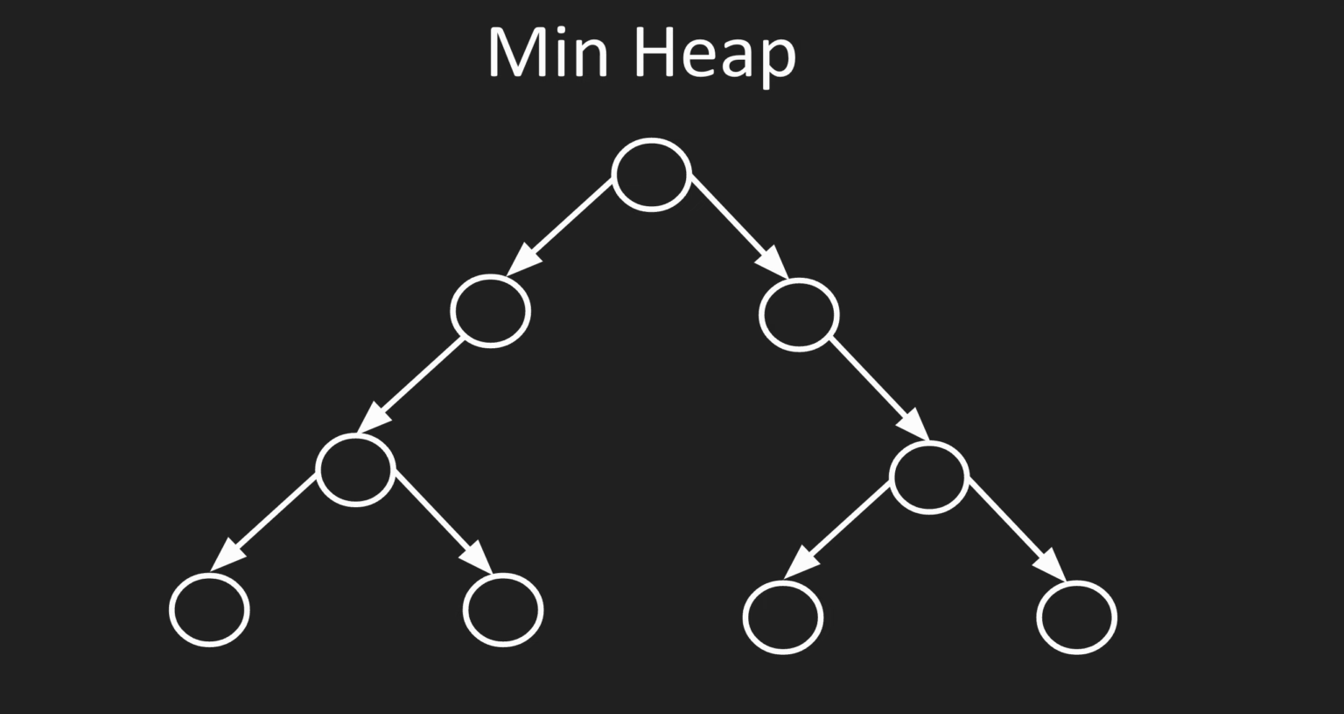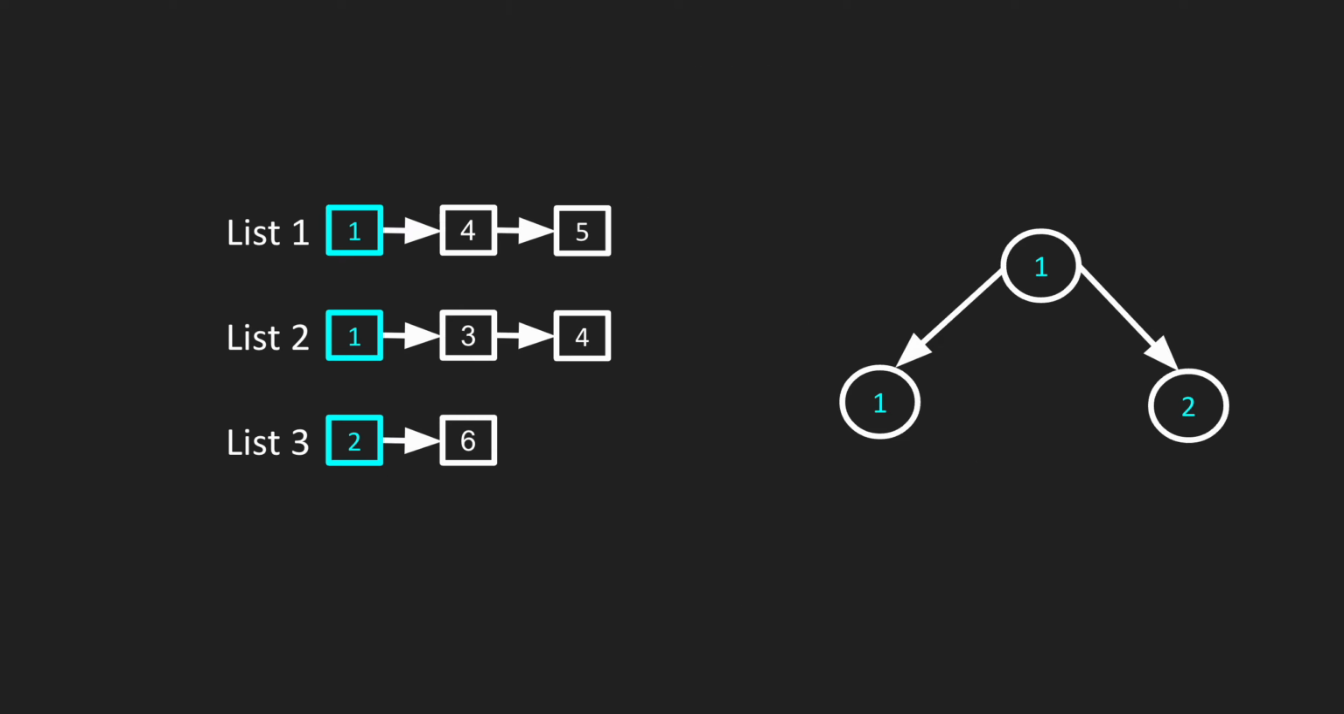We are going to solve this problem using a minimum heap. So let's remind ourselves, what is a minimum heap? A minimum heap is a binary tree that guarantees that in the root we are going to have the minimum element. For example, in this case, we have three lists, list 1, list 2, and list 3, and we are adding the value of the first node of each to our minimum heap. So we are adding 1, 1, and 2 to the minimum heap.